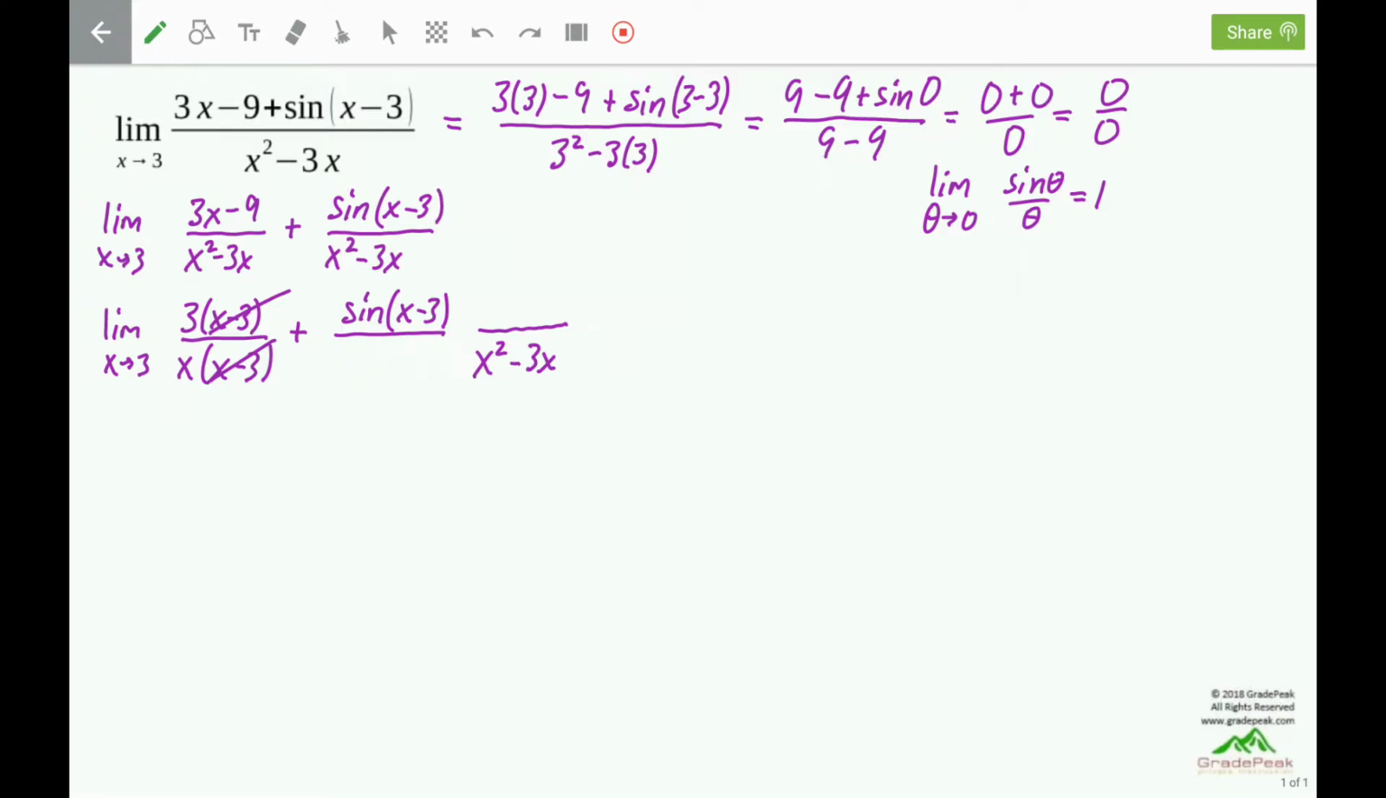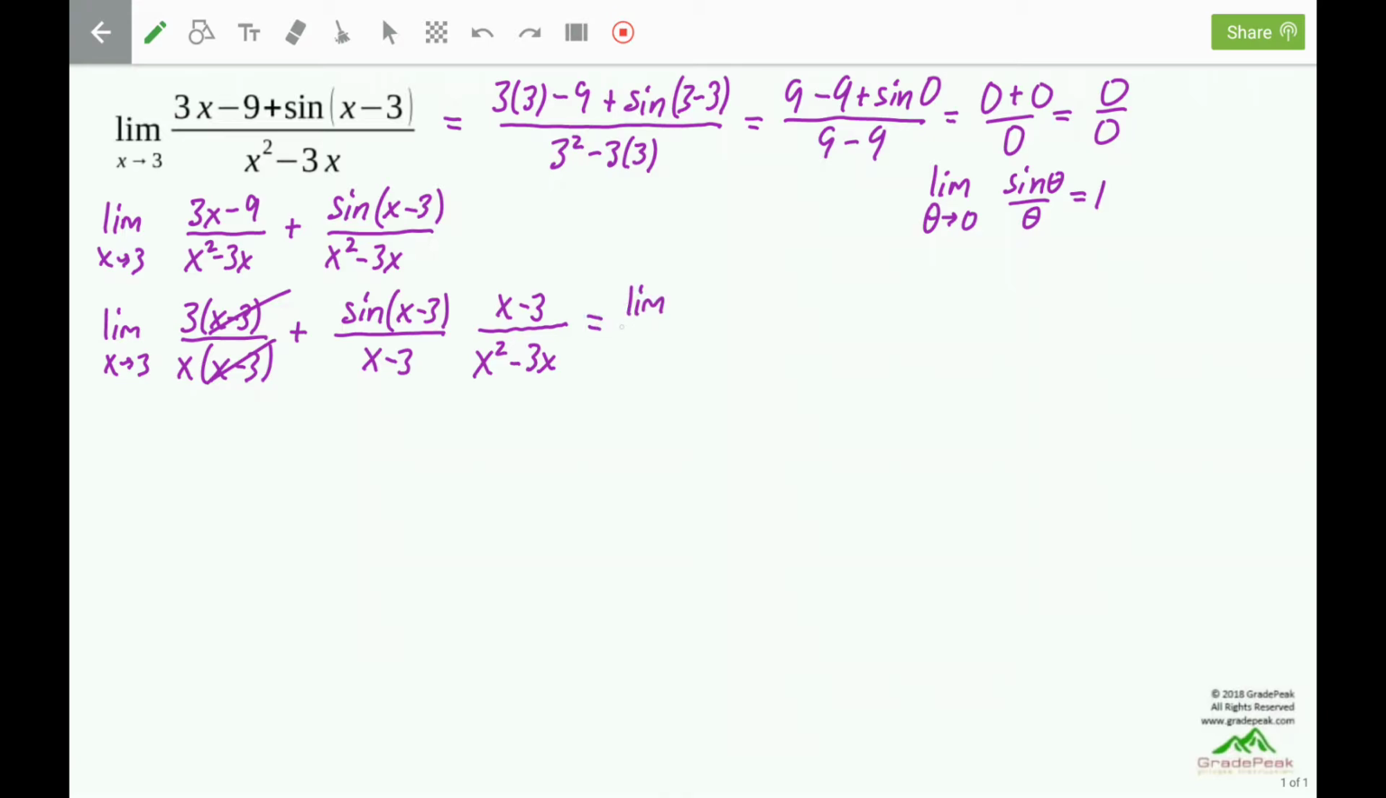We have the sine of the phase x minus 3 in the numerator. To phase match, we put an x minus 3 in the denominator. And therefore, to compensate, we will put an x minus 3 in the numerator of the other fraction. Those x minus 3's would cancel, and it would go back to the original.